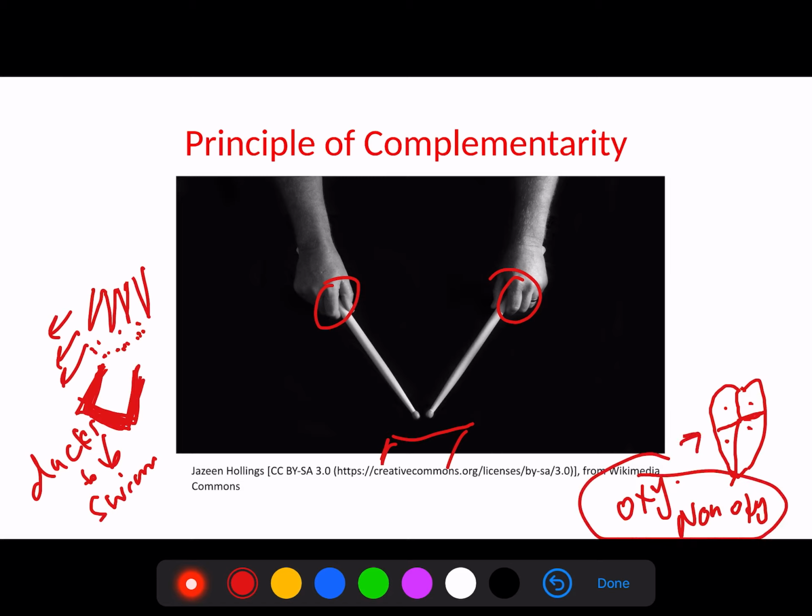Through this course, we will see so many examples about the principle of complementarity. And technically, each organ we are going to learn, each structure we are going to understand, we can see it through this principle, the principle of complementarity.